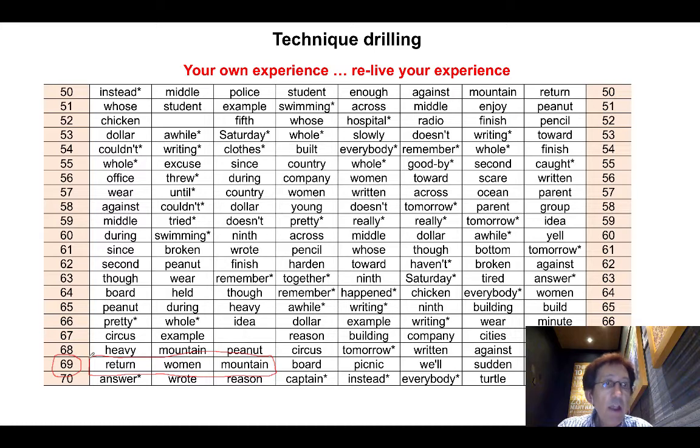Okay, so now you got 3 words. Line 69, we're on page 28. You have 3 words: return, women, and mountain. You need to pick one keyword and then go find your story. Okay, I pick the mountain.